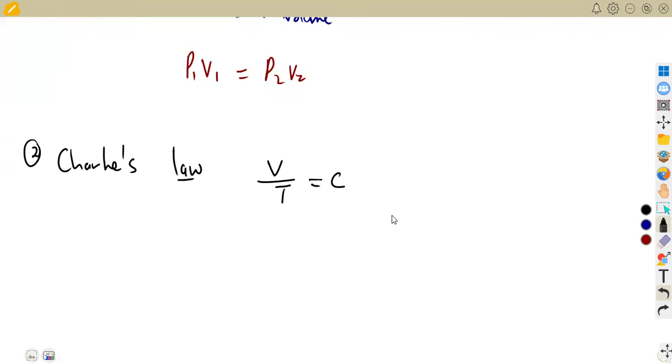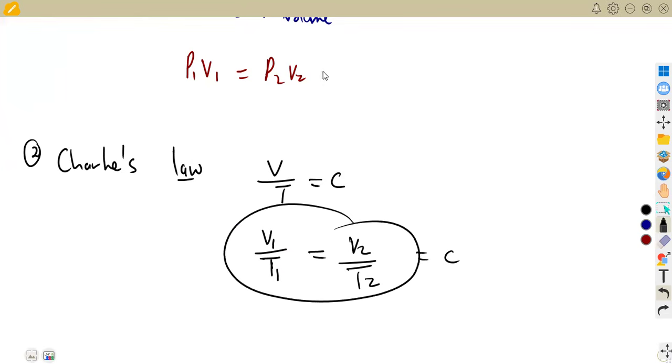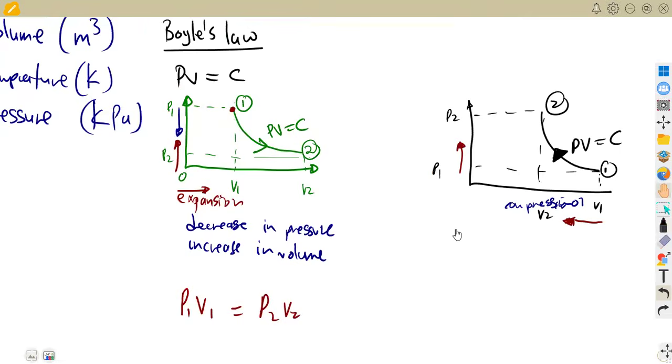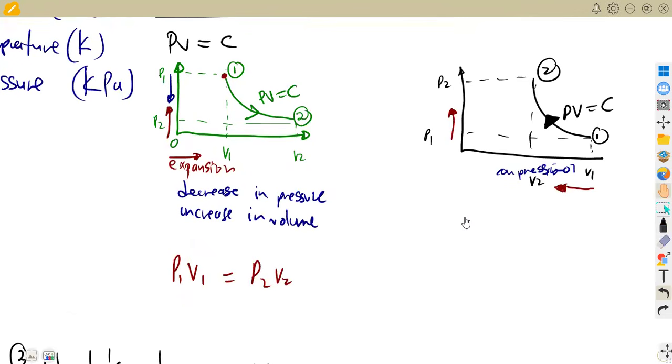Like I said, guys, we talked about this in our Science N4. This is just for you to revise, to be able to answer the question. So it states that V1 over T1 is equal to V2 over T2, and so on, which is equal to the constant. So dealing with stage 1 and stage 2, that is what you need. That's point 1 and point 2, where we are referring to either a compression or an expansion.